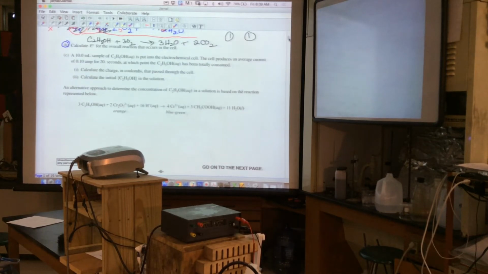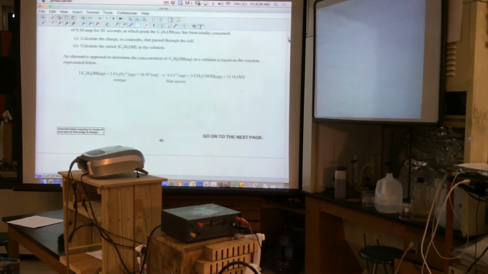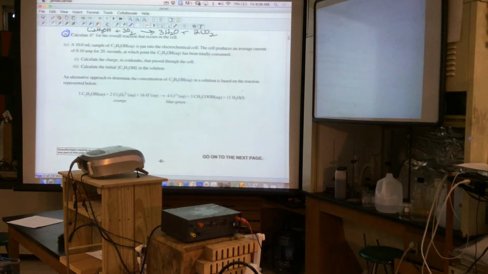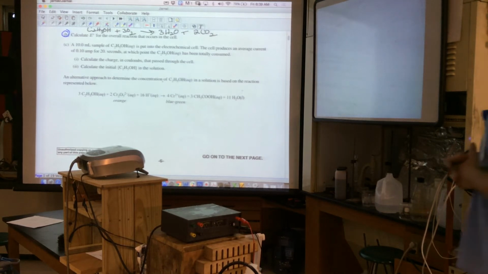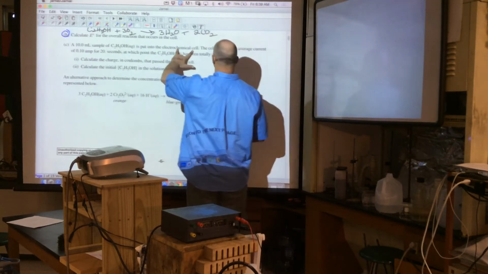So let's go to the second part. Well, this is actually the third if it's the letter C here. So let's go to C. Maybe see my way out of this. Okay. Oh my god. Okay, so they gave you a 10 milliliter sample of the ethanol. It's put into an electrochemical cell.